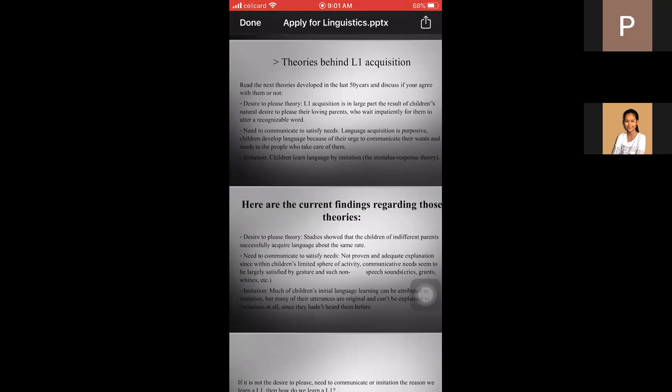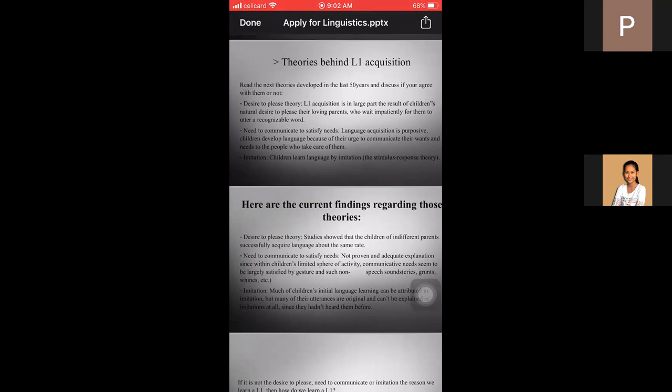Theories developed in the last 30 years, and discuss if you agree with them or not. One theory says language acquisition is the result of children's natural desire to please the loving parents who would wait impatiently for them to utter a recognizable word. Need to communicate to satisfy needs.